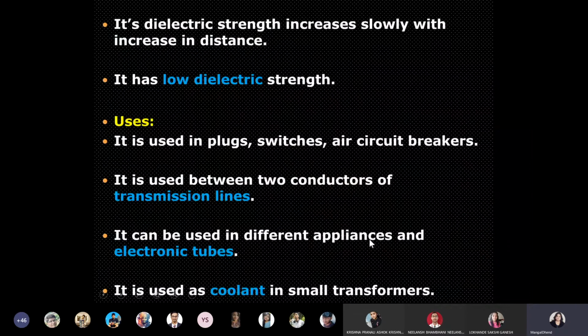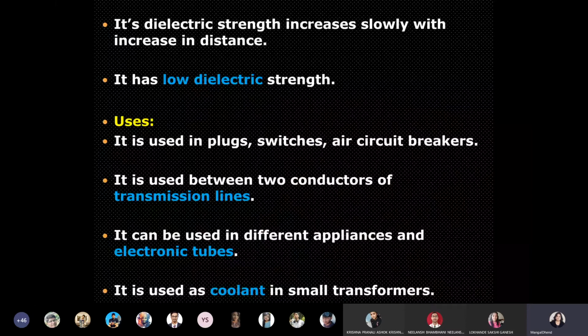Its dielectric strength increases slowly with increase in distance. So if you go on increasing the distance between, suppose, two electrodes, then the dielectric strength of air will increase. Why? Because the insulating material itself increases. So therefore dielectric strength will increase. Then it has low dielectric strength. Low means as compared to others. Always we have to see these comparisons with another material.